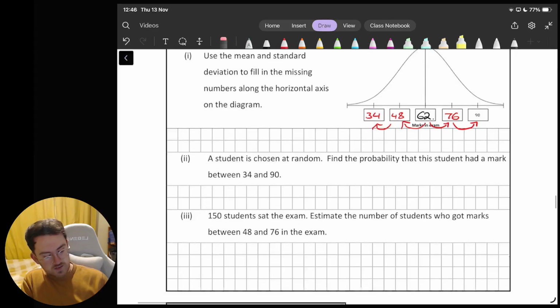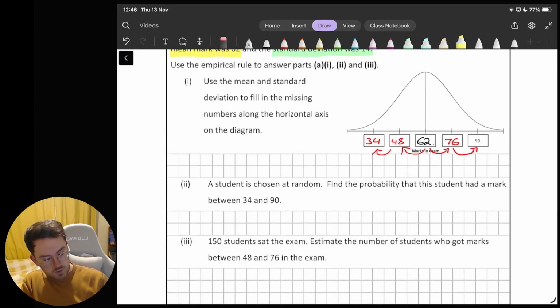First question says, find the probability a student had a mark between 34 and 90. Well, for each of these, that is 2 steps and 2 steps, so nice and easy. It's just one of our normal answers. 2 standard deviations is 95%.